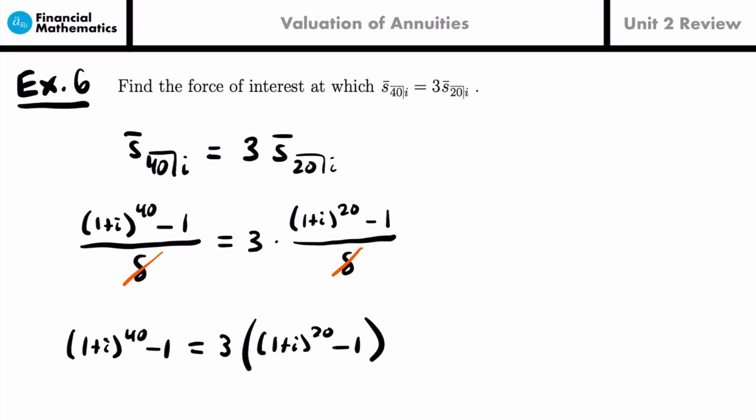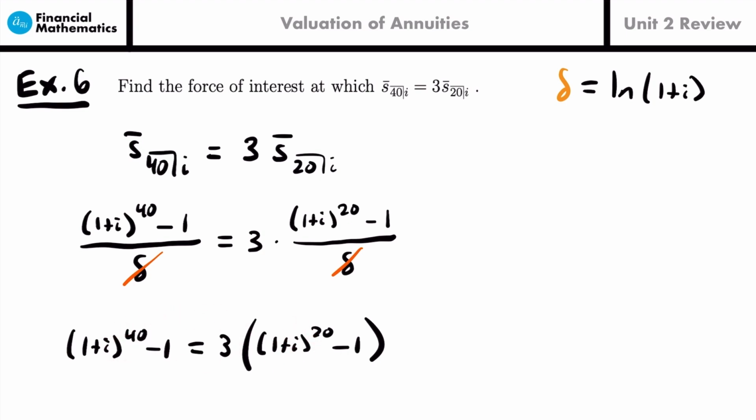Well, we know we want to find a force of interest, so probably our end goal here is going to be to first solve for i, this annual effective interest rate, and then convert it to a force of interest. We're going to want to use this formula that the force of interest is equal to the natural log of 1 plus i. But in order to solve for delta, we of course need to know what i is. So how are we going to solve for i in this equation?